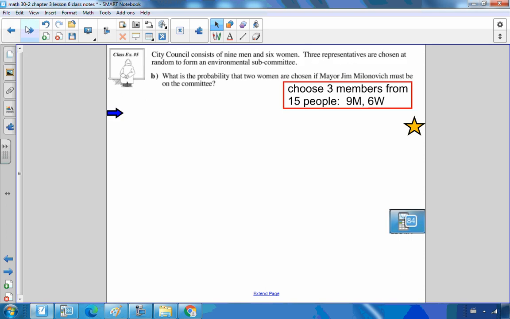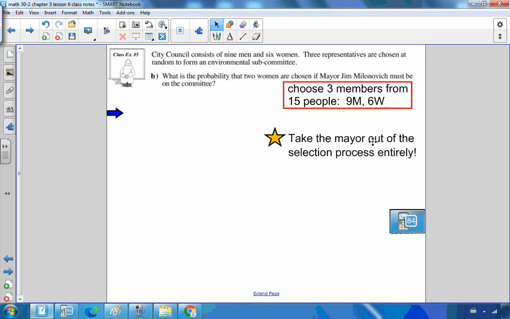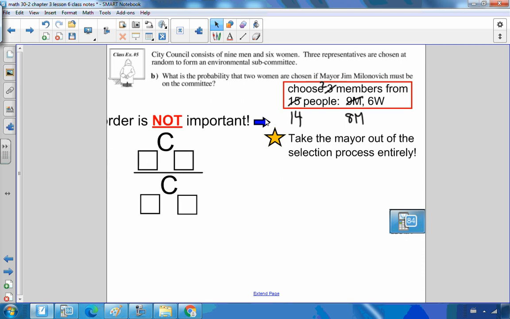The next one says, what's the probability that 2 women are chosen if Mayor Jim must be on the committee? So if he has to be on the committee, let's just take the mayor out of the selection process entirely. So I'm going to take him out. So instead of having 9 males, I really only have 8 because I've taken out the mayor. Instead of having 15 people, I really only have 14. And I'm not choosing 3 members anymore. I'm only choosing 2. Okay, so just take the mayor completely out of it.